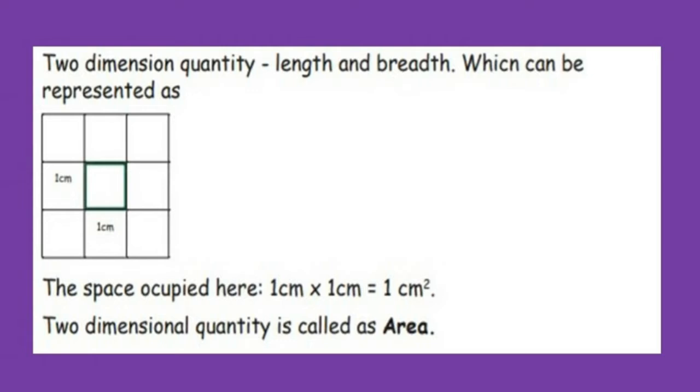A two-dimension quantity has length and breadth, which can be written as 1 centimeter, 1 centimeter. That is, length 1 centimeter and the breadth 1 centimeter. The space occupied here, 1 centimeter into 1 centimeter, that is length and breadth, is equal to 1 centimeter square. A two-dimensional quantity is called area.